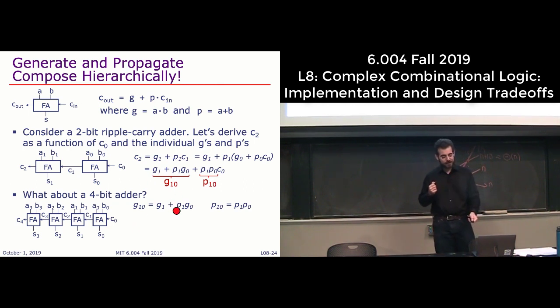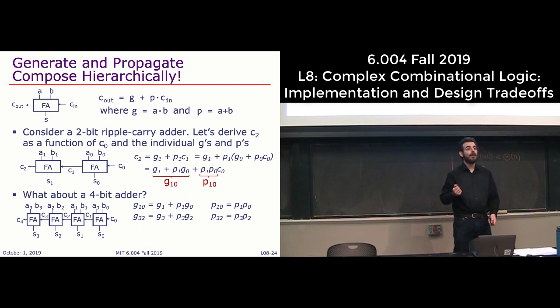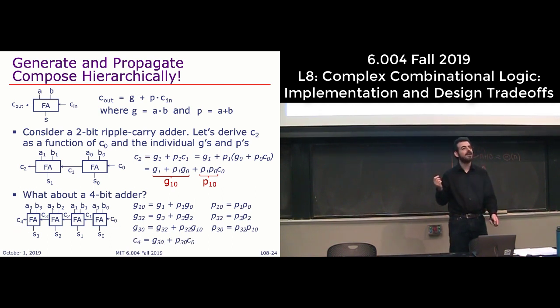What is G10? This is just what I type here, right? G1 or P1 and G0, and P10 is P1 and P0. The lower half of these 4 adders propagates if both adders propagate, and generates if this adder over here generates, or this adder propagates and this one generates. What about the upper half? Same thing. Can we combine them? Sure. So now you have a single generate and propagate signal that goes from C0 to C4. And you can just say C4 is G30 or P30 and C0.